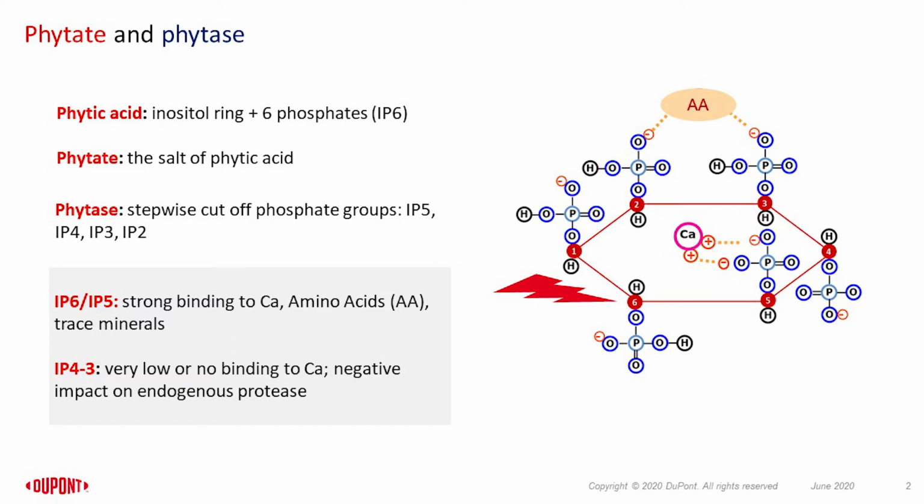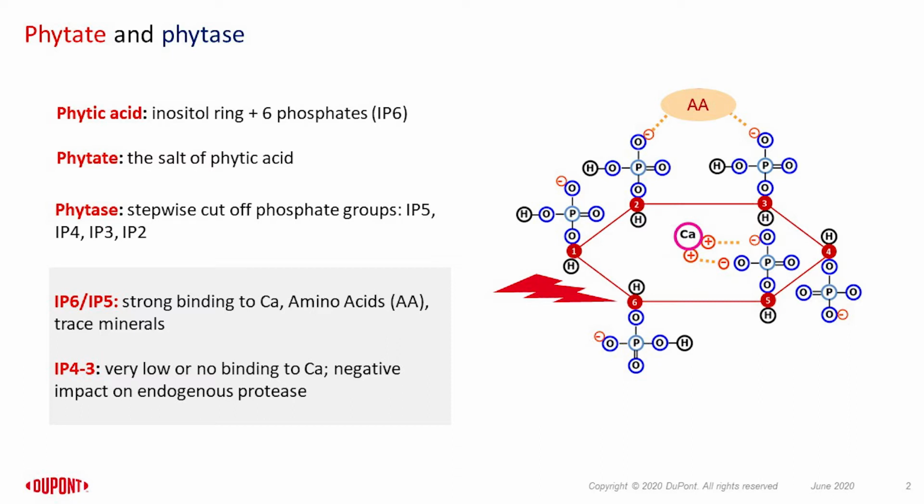First, I want to refresh your memory on what is phytate and phytase. Phytic acid consists of an inositol plus 6 phosphate groups. It's called IP6. Phytate is the salt of phytic acid. Phytase can stepwise cut off phosphate groups. When one group is removed, it's called IP5. Another group is removed, it's called IP4, and so on.